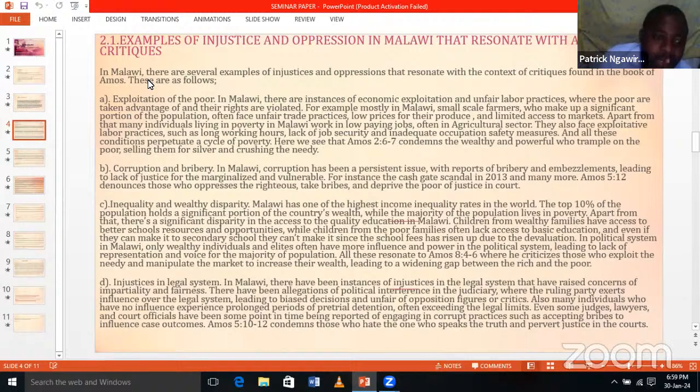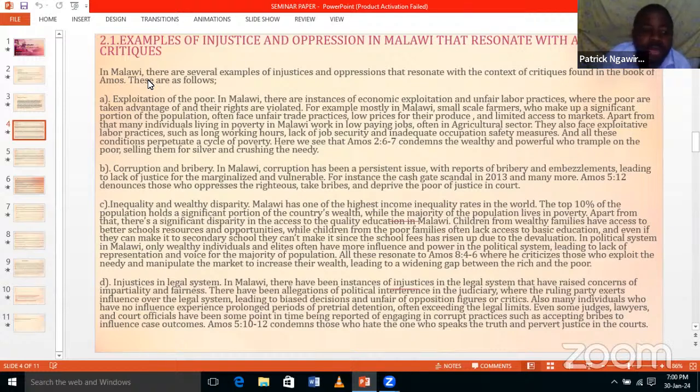And the fourth one is injustice in the legal system. In Malawi, there have been instances of injustice in the legal system that have raised concerns of impartiality and fairness. There have been allegations of political interference in the judiciary, where the ruling party exerts influence on the legal system, leading to biased decisions and unfair treatment of opposition figures or critics.